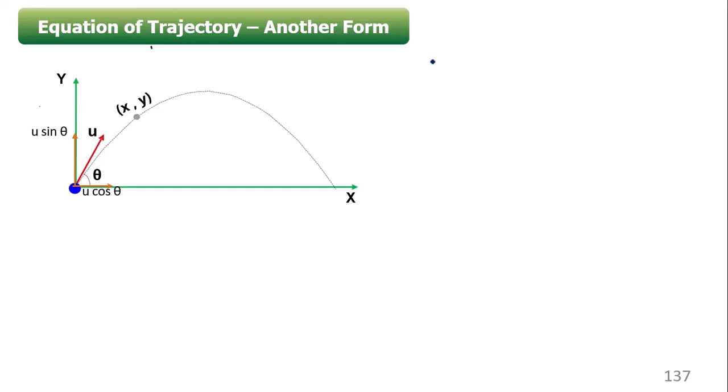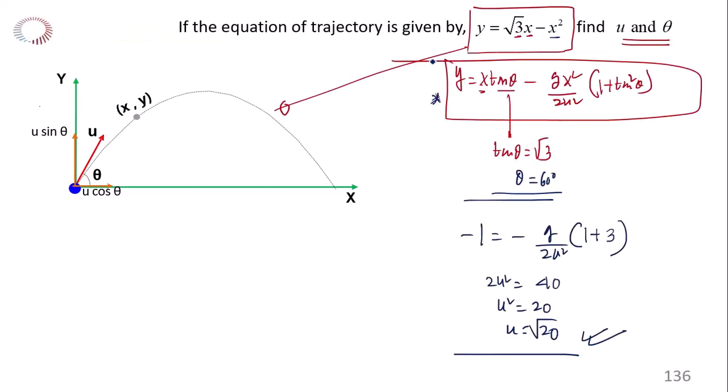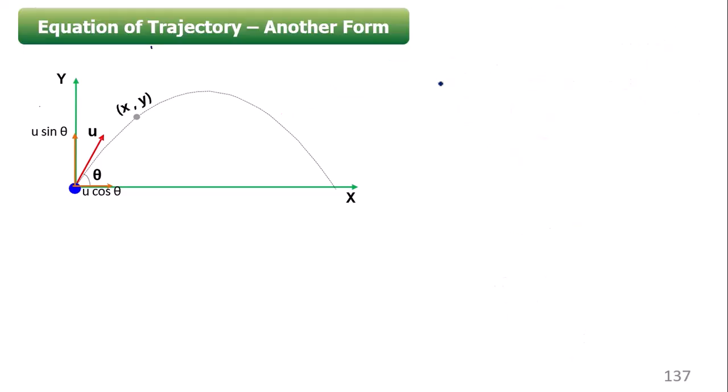So one form of parabolic equation is this equation, x tan theta minus gx square by 2u square into that. Now I look for another equation. Why is this equation essential? Because in some situations, the value of u may not be given to you. So for that, you should go for another type of equation.